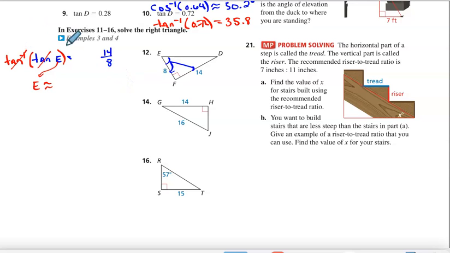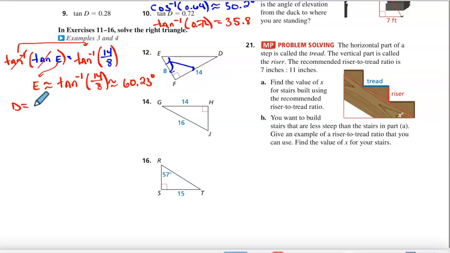That's the inverse, right? Like multiplication, division, addition, subtraction, they'll cancel each other out. So the inverse tangent will cancel out the tan. But what I do to one side, I need to do to the other side. So that means I'm going to take the inverse tangent of 14/8. So to get E, I'm going to take on my calculator the inverse tangent of 14/8 and get an approximation. So second inverse tan, 14 over 8. And this gives me an angle of about 60.23 degrees.